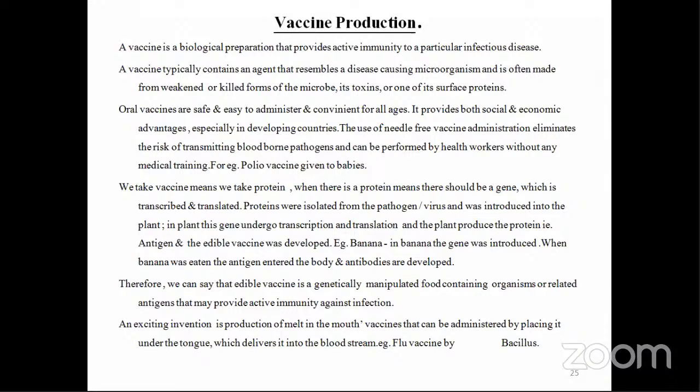A vaccine is a biological preparation that provides active immunity to a particular infectious disease. We all know that. A vaccine typically contains an agent that resembles a disease-causing microorganism and is often made from weakened or killed forms of microbes, its toxins, or one of its surface proteins. Now, we all have taken a vaccine against the coronavirus, isn't it? And see how it is being produced. Two vaccines are manufactured in India itself, and we are supplying to other countries also. So I told you after reading the first sentence that you understand this.